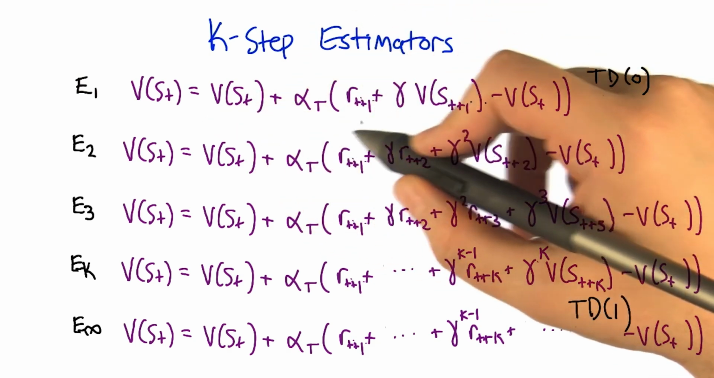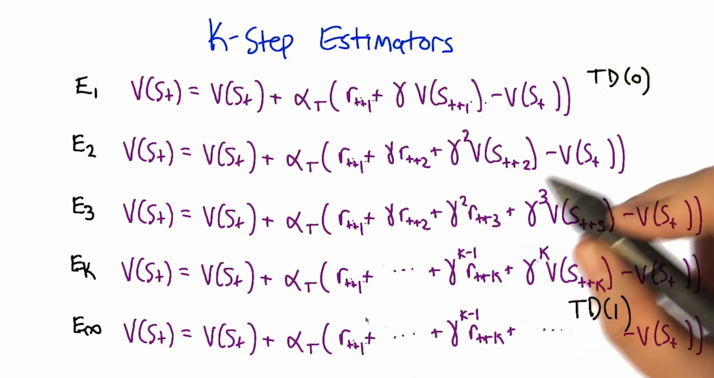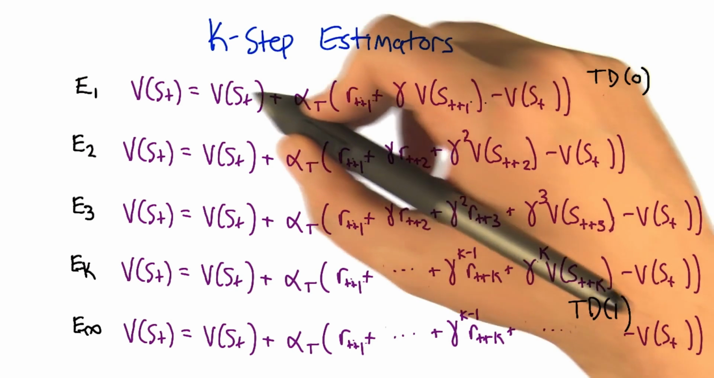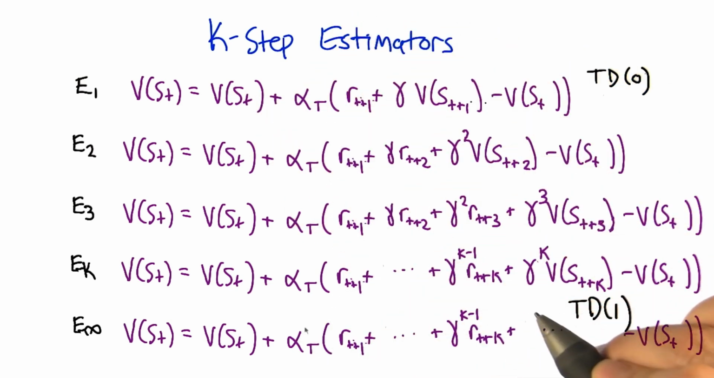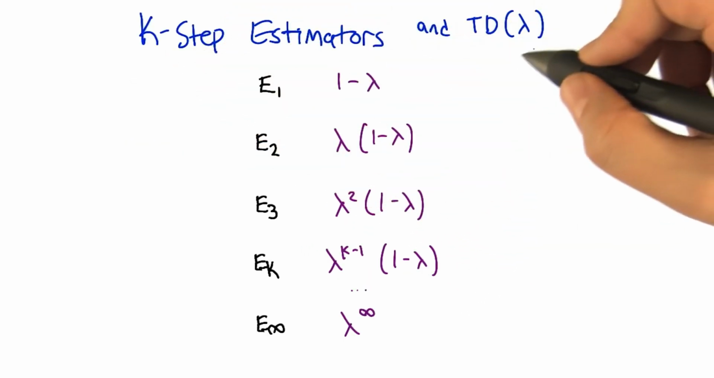So what I need to do next is actually relate these quantities to TD lambda, which we're going to show is a weighted combination of all these estimators. All infinity of them? All infinity of them. Oh, that's pretty impressive. So here's how we relate the K-step estimators that we just talked about with TD lambda.